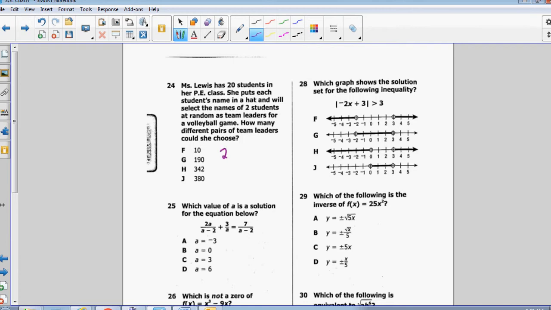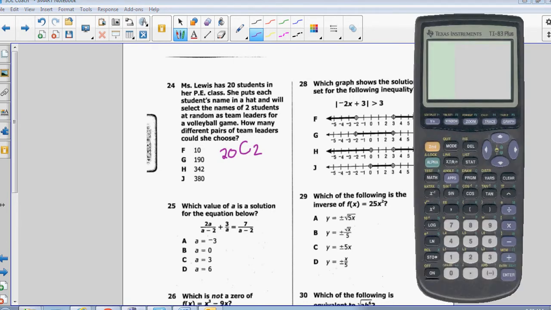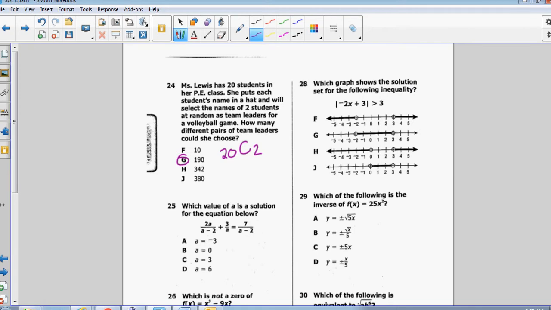So you're going to do 20 choose 2, and this is a problem you can type on your calculator. So on the calculator, let's quit this first and clear. So you have 20, and then math, go over to probability, and that's choice 3, nCr, and you find that there's 190 ways, and so that's answer G. So choose answer G.